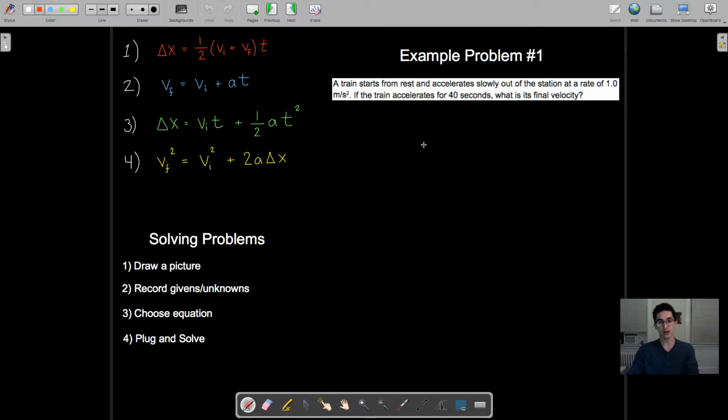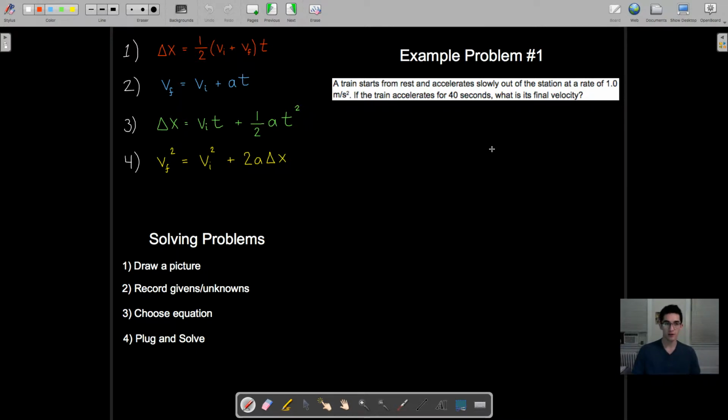And I'm going to be using one example problem here that is actually from a worksheet from my class. So if you're working on a worksheet in my class and this problem looks familiar, hey, watching this video really worked out for you then, because I'm about to do the problem for you, okay? So let's read the problem. A train starts from rest and accelerates slowly out of the station at a rate of 1 meter per second squared. If the train accelerates for 40 seconds, what is its final velocity?